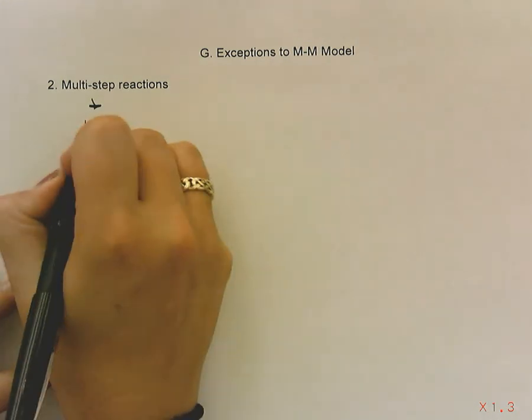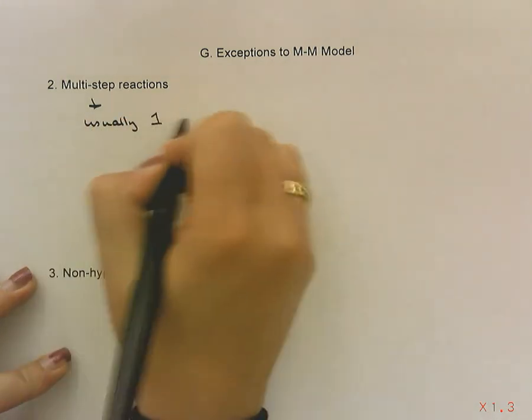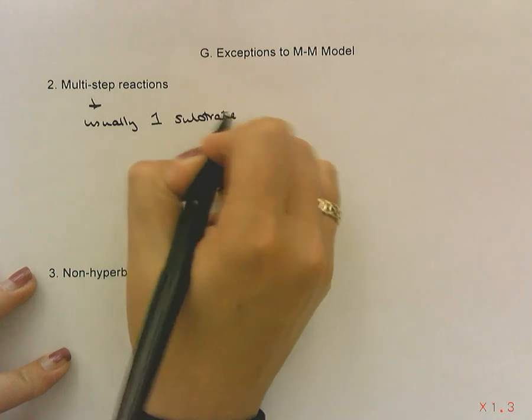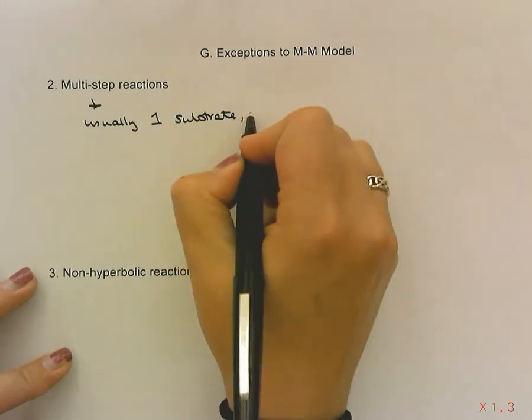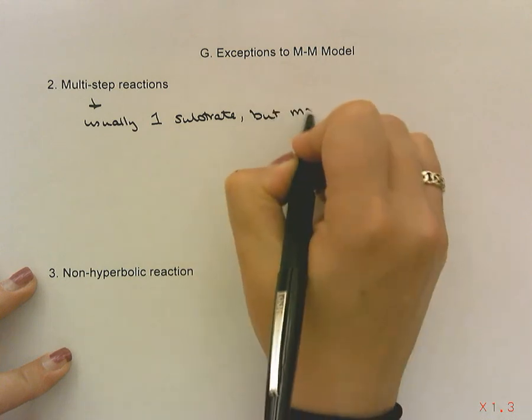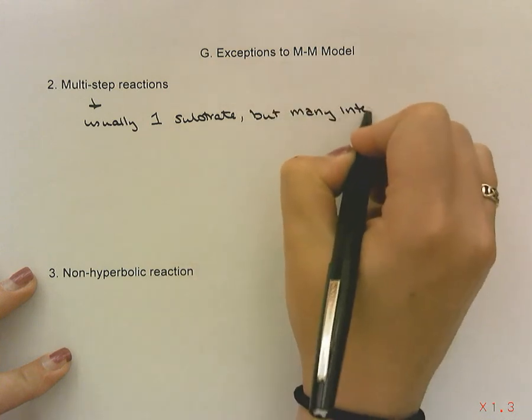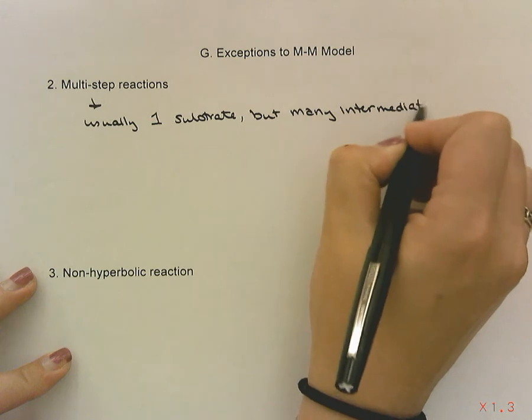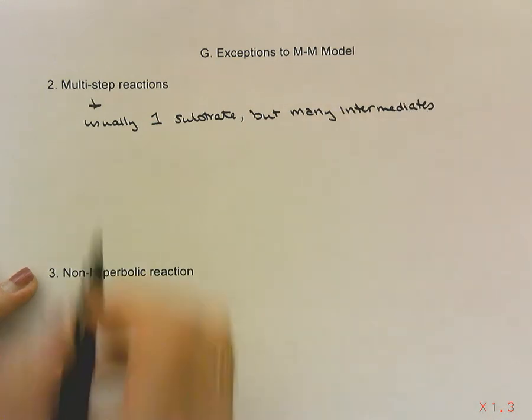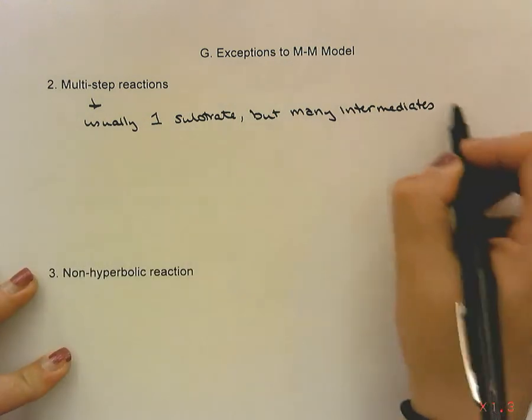This is my exception to the previous one. So, multi-step reactions. A multi-step reaction may have only one substrate, so the difference is that multi-substrate means many substrates. This is usually one substrate but many intermediates that are in equilibrium.